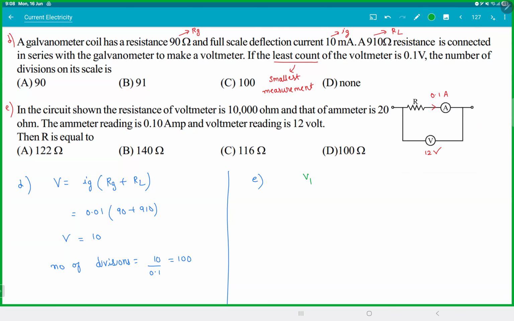That means the voltage across the resistance plus the voltage across the ammeter is 12 volt. This is nothing but 0.1 into R. So 0.1 into 20 is equal to 12. And then you get R is equal to 100. Easy.